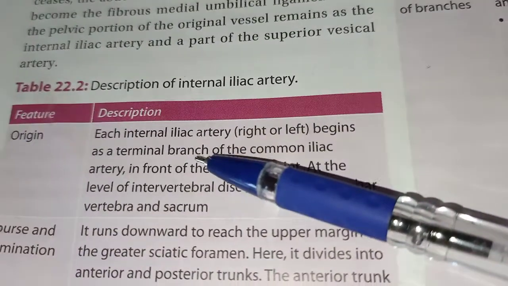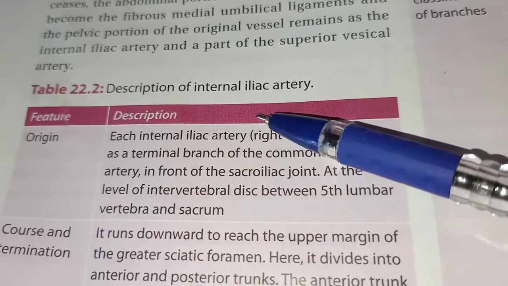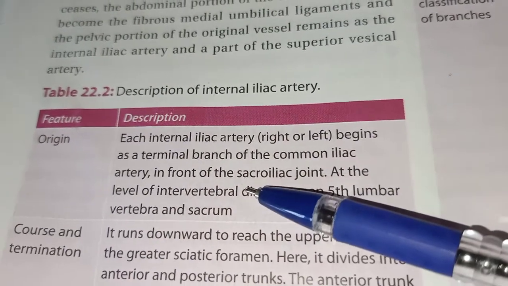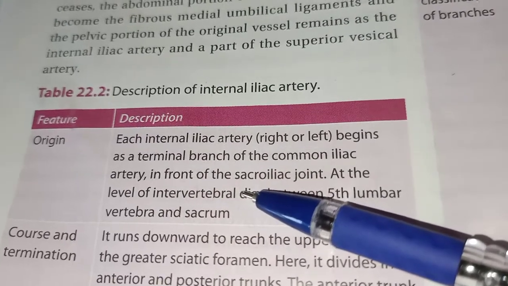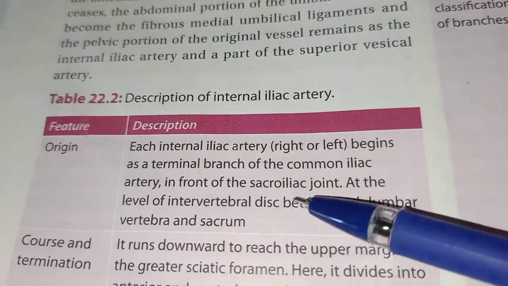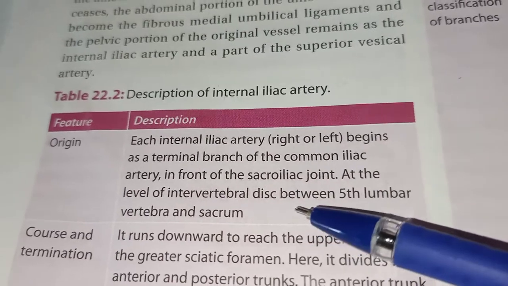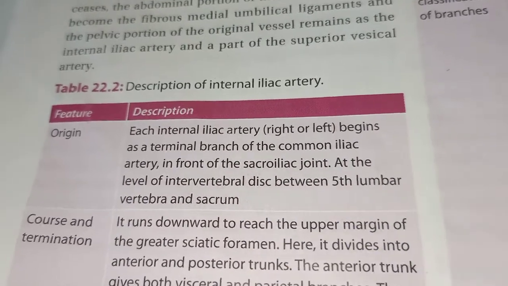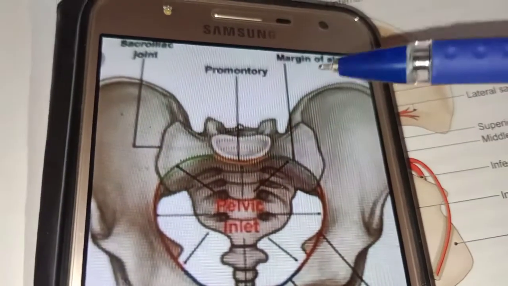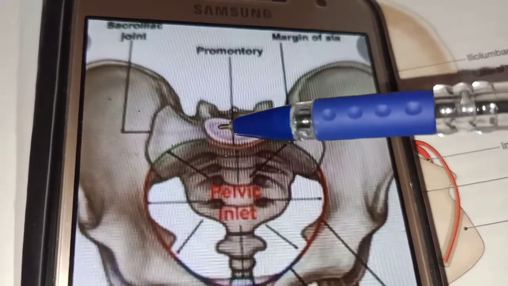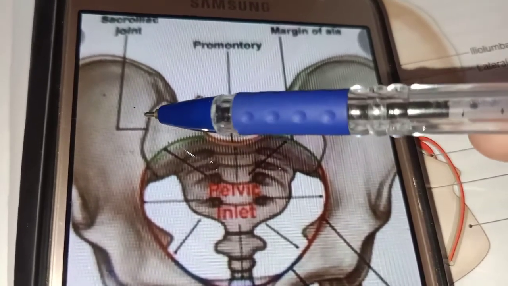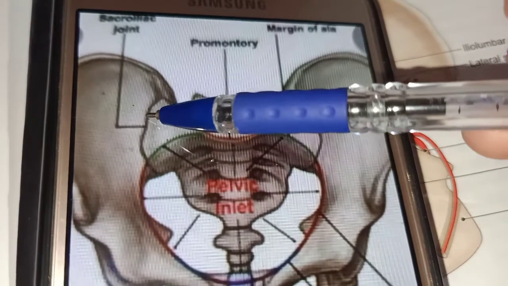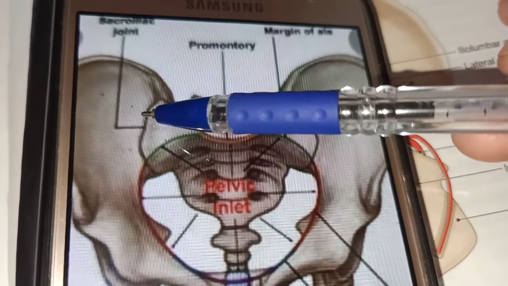So the origin is the bifurcation of the abdominal aorta into right and left common iliac. These arteries will descend in front of the SI joint at the level of the intervertebral disc between the fifth lumbar vertebra and the sacrum. So here, at the level of the SI joint, at the level of L5 and the upper surface of the sacrum, it will divide into external iliac and internal iliac.